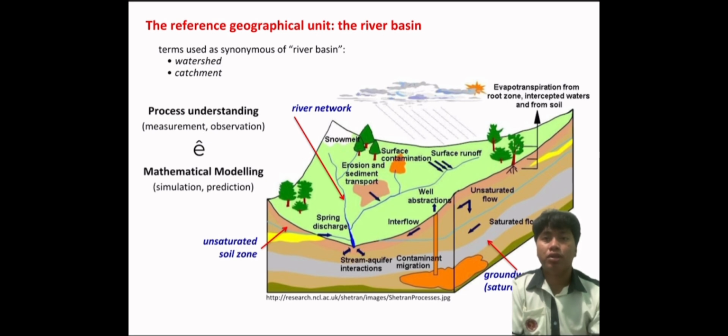snow melt, which contributes to spring discharge, surface runoff, which can carry contaminants, unsaturated flow in the soil zone, and groundwater flow in the saturated zone or aquifers. These processes are all interconnected through the river network, interacting with things like vegetation, infiltration, and human activity such as well obstructions.